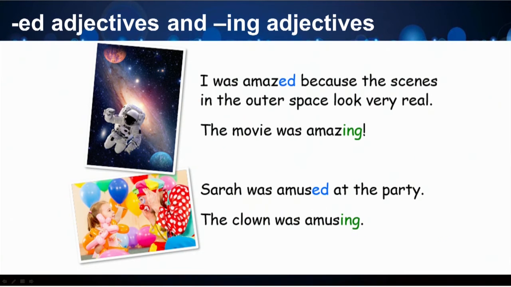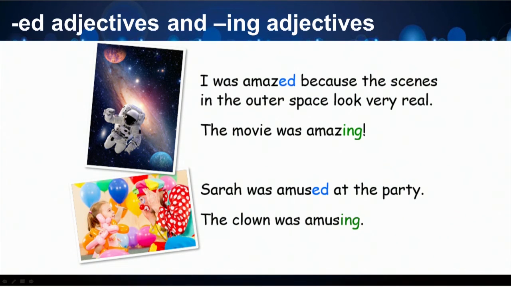So you can see you can use the same word to form the two types of adjectives that we have talked about. So in the first example, I was amazed because the scenes in the outer space look very real. The movie was amazing. So in the first sentence, I was amazed. That described how I felt. And the movie was amazing. Amazing described how the movie made us feel.